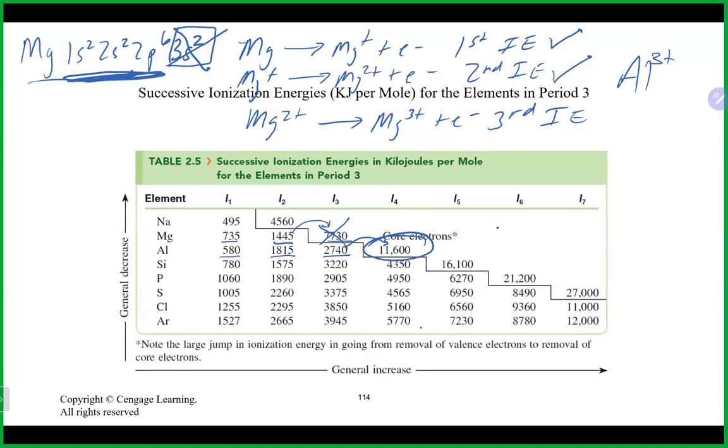At some point, you're going to hit those core electrons, and it's not going to be energy efficient to try to rip those off. It's just not going to happen, and that's why they stop at that particular point. Any questions on that there?